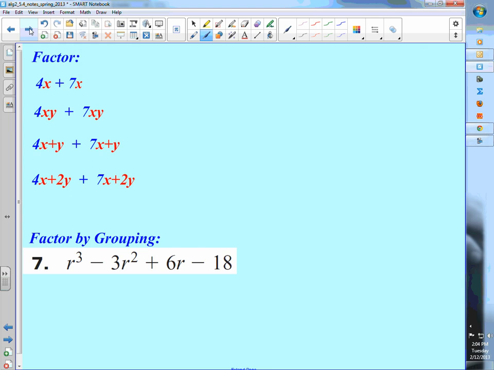I know you can combine like terms, but I want you to see what's in common here. What's in common in this one? X. What's in common in the second one? Y. In the third one? These should be in parentheses. The x plus y is in common, and here it's x plus 2y in common. Right?